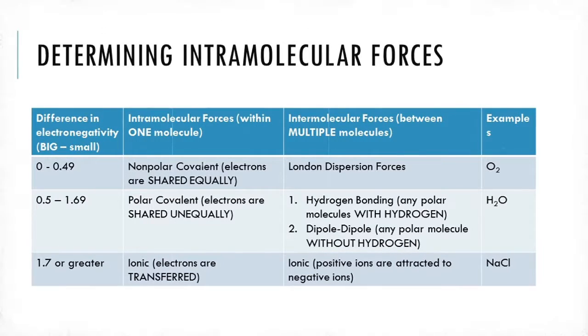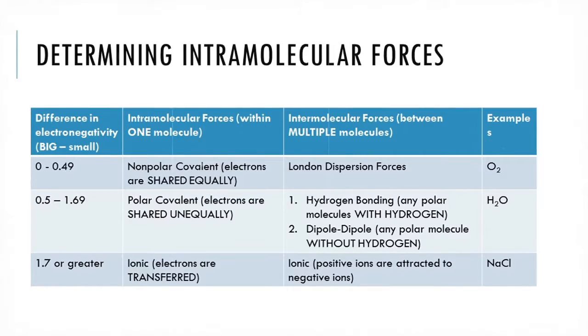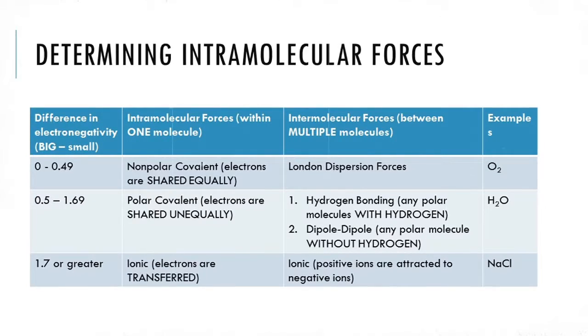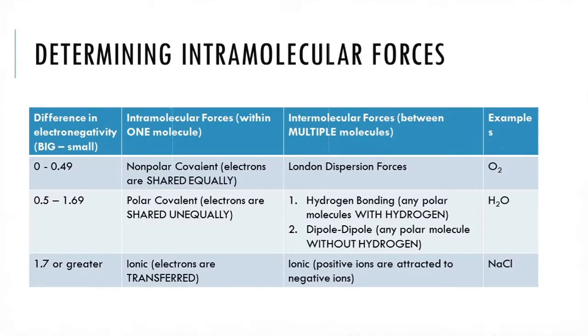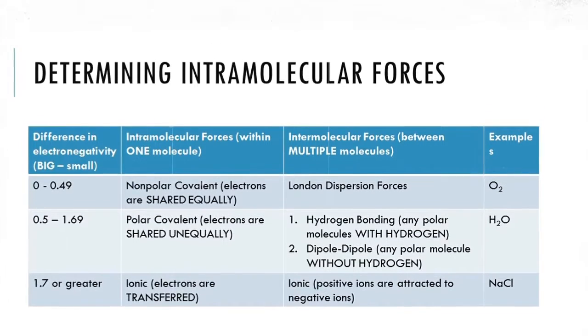If your difference is 1.7 or higher, you're going to have an ionic bond. You'll also have an ionic intermolecular force, where the positive ions are attracted to the negative ions.